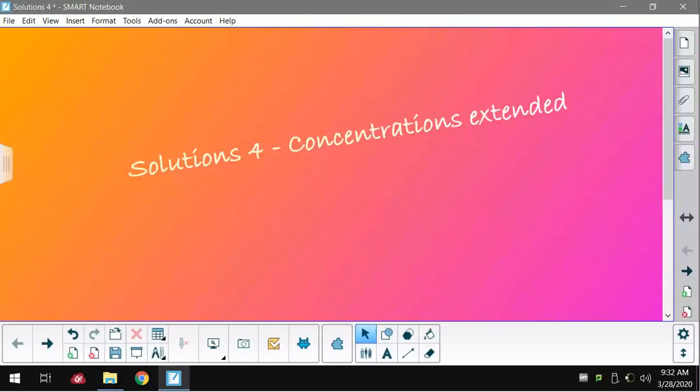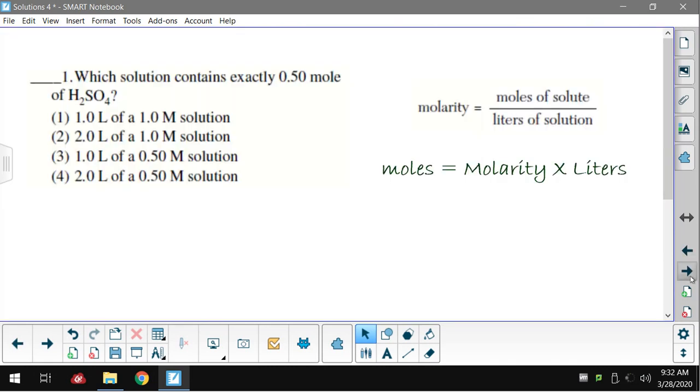Fourth solutions worksheet in the group, or quiz, however we want to look at it. So let's get going. This is all about concentrations and extending your understanding of concentrations a little bit more. So first question is asking which solution contains exactly a half a mole, 0.5 moles of sulfuric acid, H2SO4.